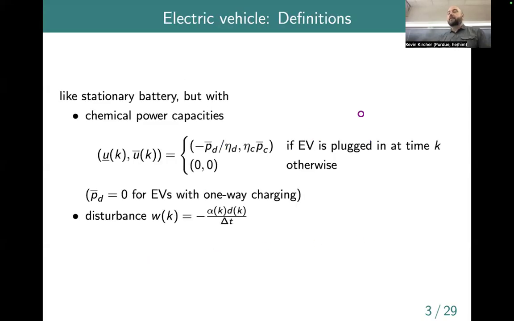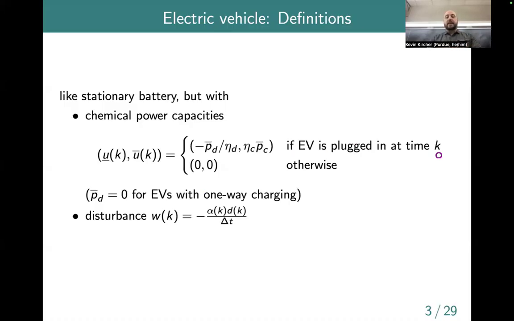So an electric vehicle, basically, we again model as just a battery with wheels, a battery that's unplugged sometimes when people are out driving it around. So we basically have the same modeling definitions, but now our chemical power capacities, the action constraints over here, the U min and U max, become time varying. And the time variation comes in from the state of whether the vehicle is plugged in or unplugged during a time step.